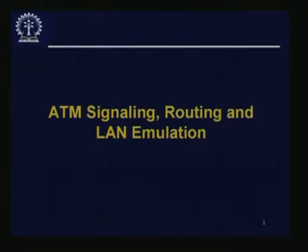And since Ethernet networks and other kinds of networks are ubiquitous everywhere, if ATM is used in a backbone, then how would they interoperate, that means an IP network and an ATM network? We will talk about that in the second part of this lecture. So, today we talk about ATM signaling, routing and LAN emulation.